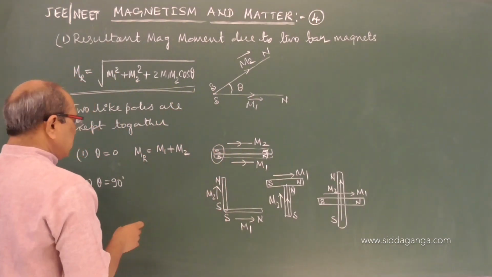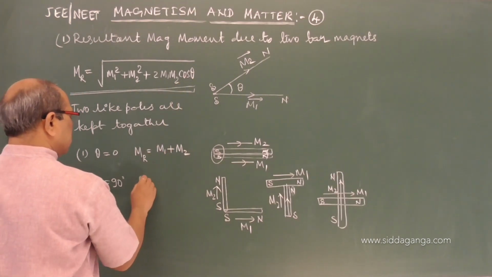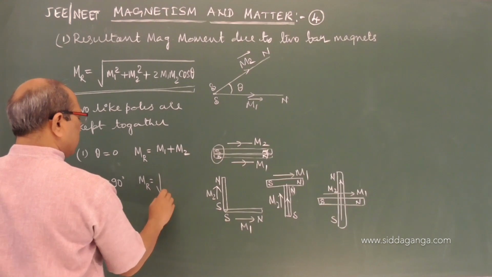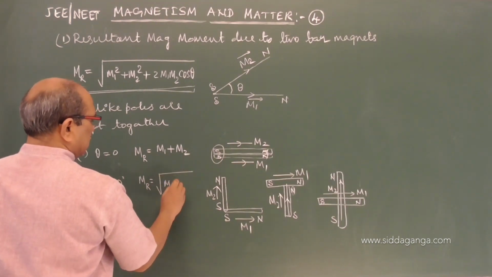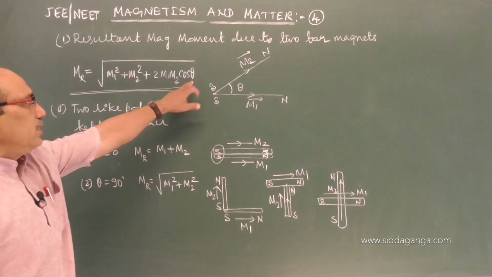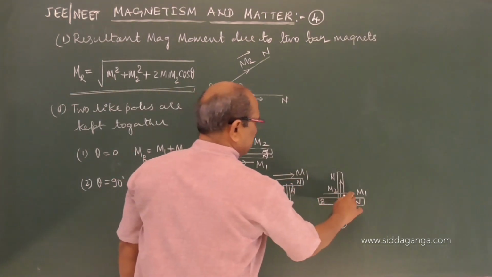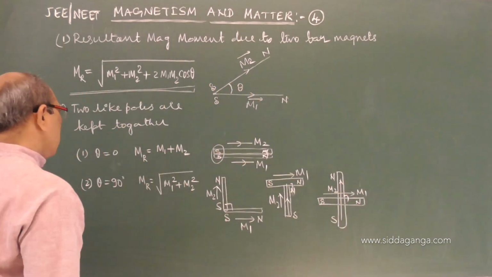When the angle is 90 degrees, the cos term becomes 0 and the resultant magnetic moment becomes simply root of m1 square plus m2 square, because cos 90 is 0. The angle between them, wherever you measure, is found to be 90 degrees.